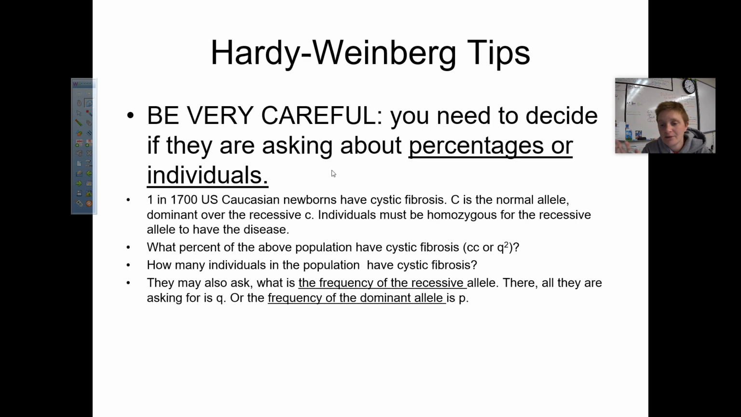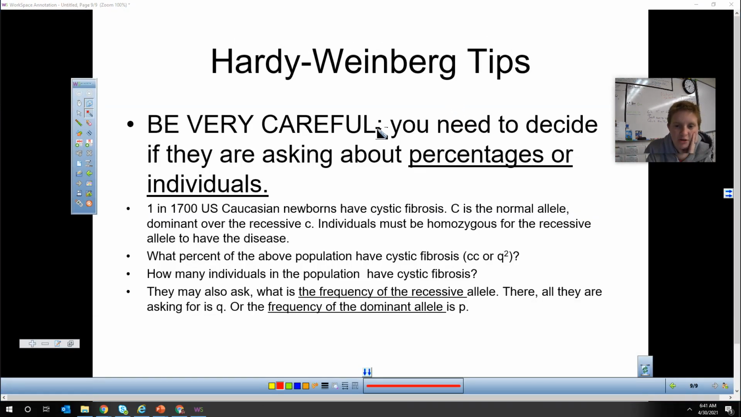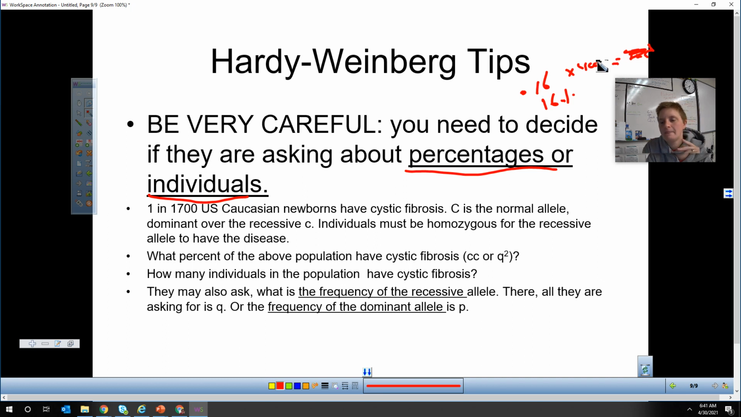Okay, so some Hardy-Weinberg tips, some things you're going to want to be careful about. You'll want to make sure to decide if they're asking about percentages or individuals. So are they asking for frequencies, which is a decimal, 0.16? Are they asking for percentages, where that would be 16%? Or are they asking for individuals, where I wonder, out of 400 individuals, how many will be this? And then you have to take that 0.16 and multiply by that 400 to figure out how many individuals. Okay, so you've got to be careful about what they're asking for.